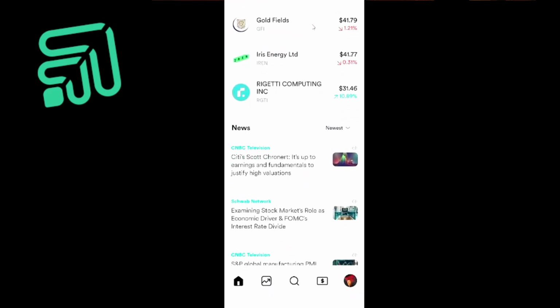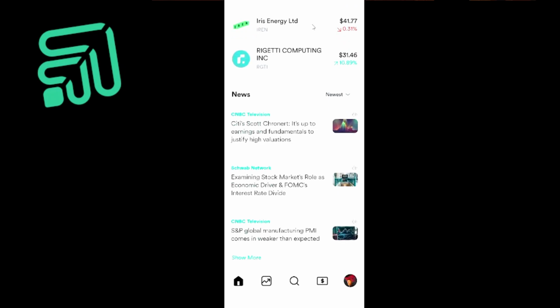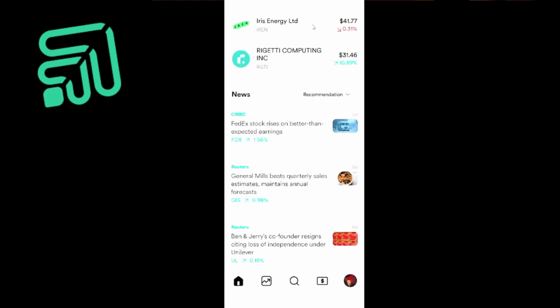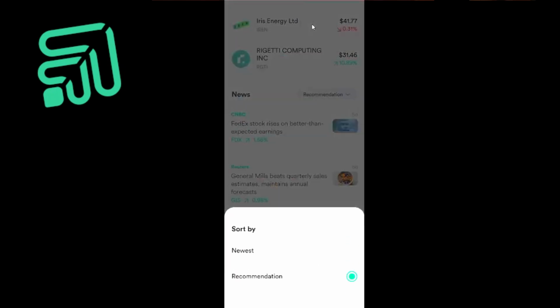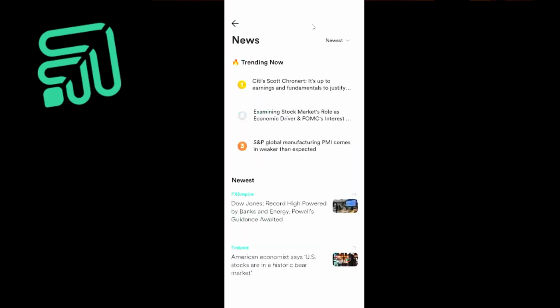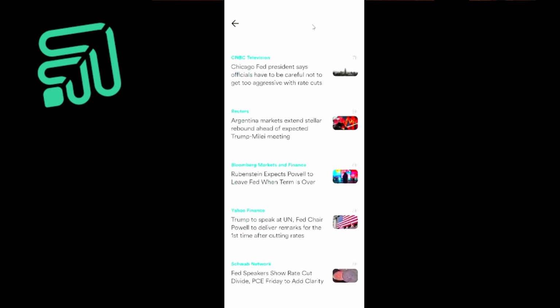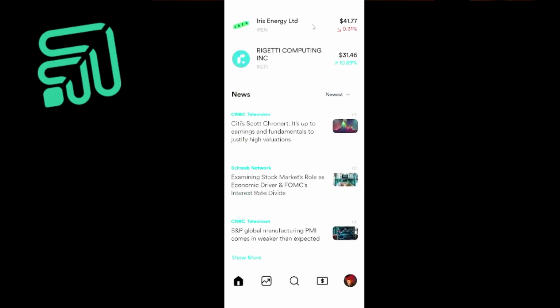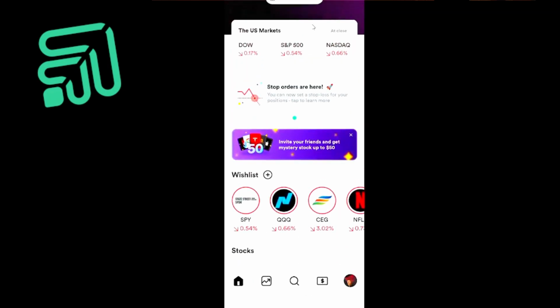And then what else? On the bottom side, you have the news, and then you could also click recommendations of what content you want to see, and you could go back to the newest, which is the latest news. Okay, and then you could click show more, and then you could browse around.